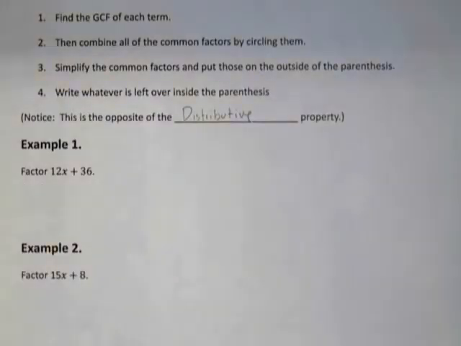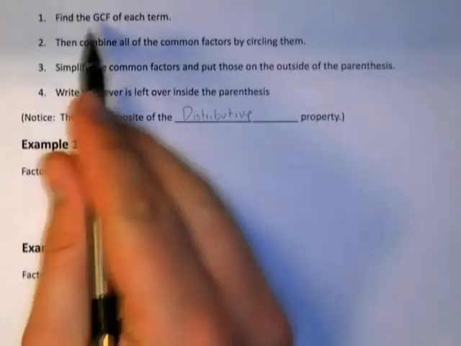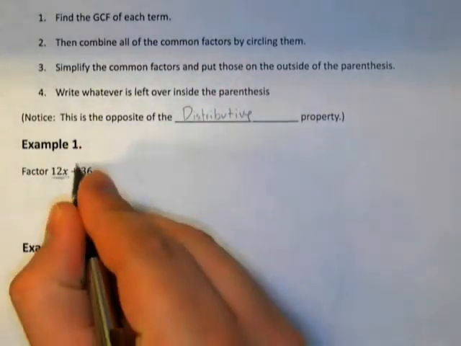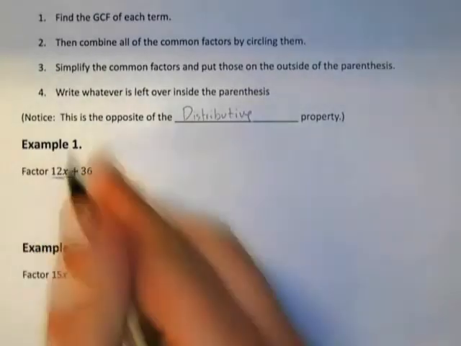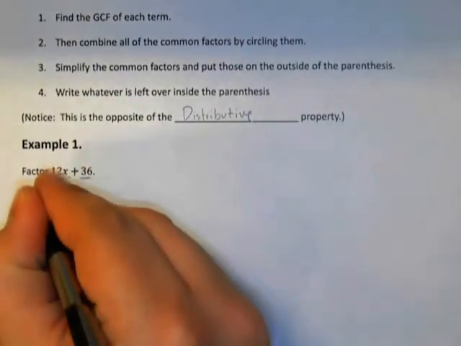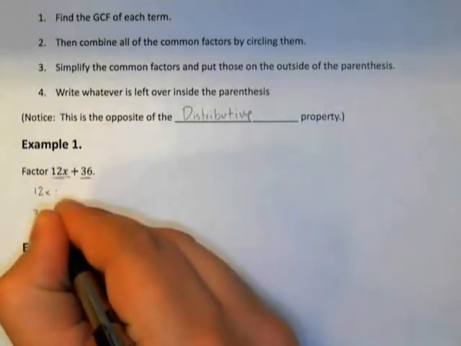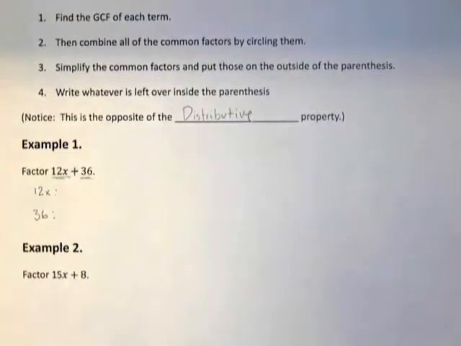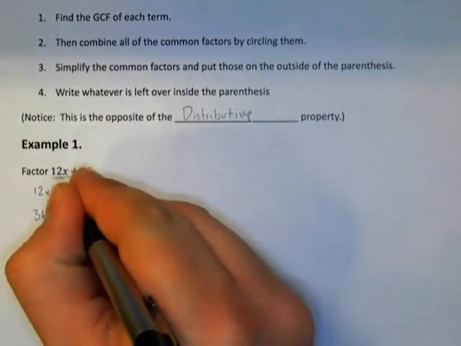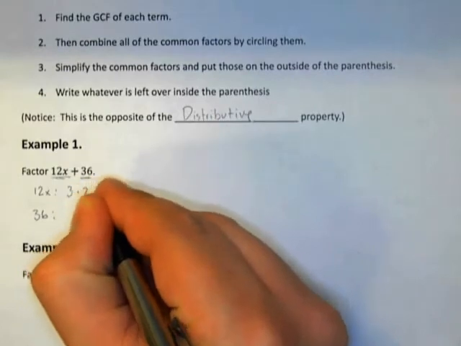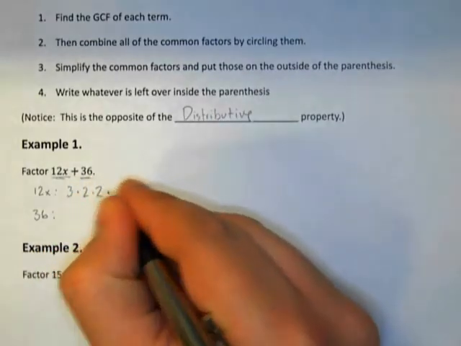All right, example 1 is to factor 12x plus 36. And remember, the first thing we need to do is find the greatest common factor of each term. The addition sign breaks up the two terms. So our first term is 12x, the second term is 36, and we need to factor these out. We could do the little tree branch thing like I told you, but I know that 3 times 4 is 12, and 2 times 2 is 4, so that's 3 times 2 times 2 times x.